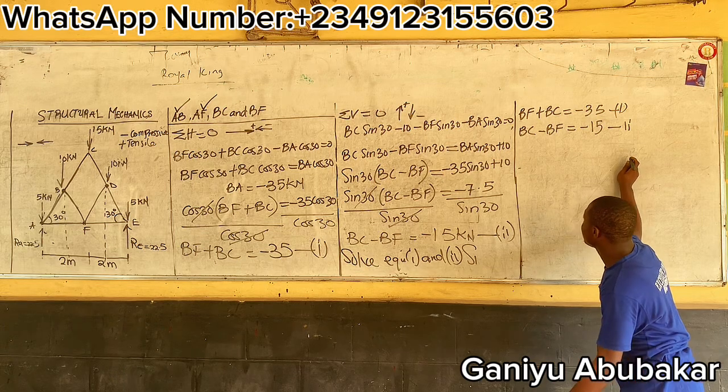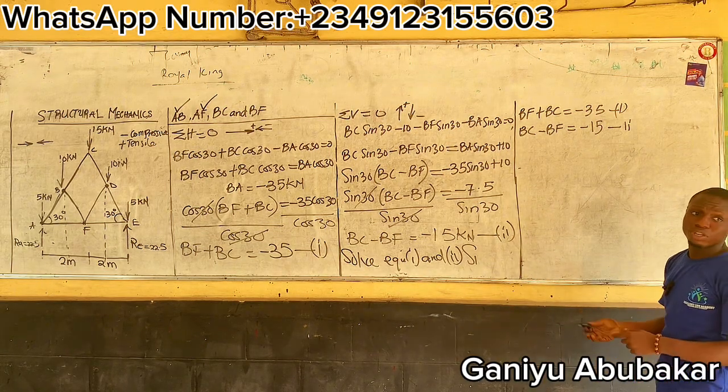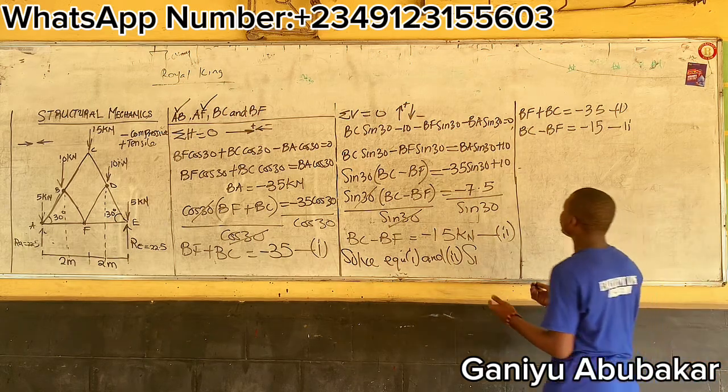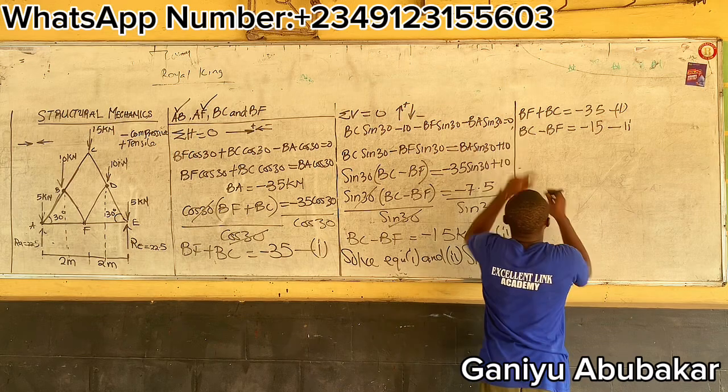Alright, so let's proceed, please. How will I get BF? It's quite simple. Either I use the elimination method or the substitution method. Yes. Either I use the elimination method or the substitution method. So let's just use this way.